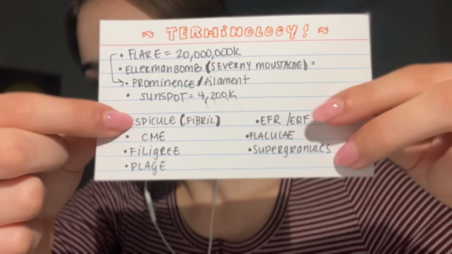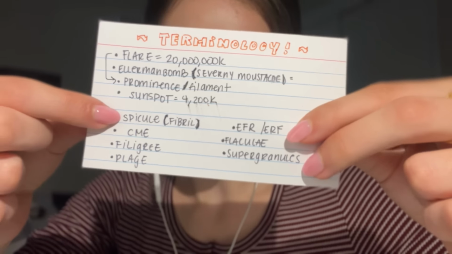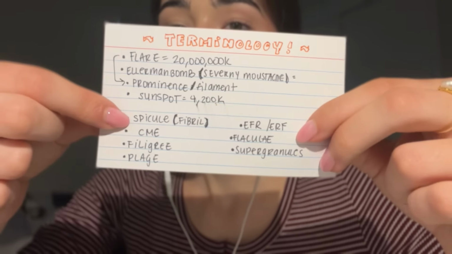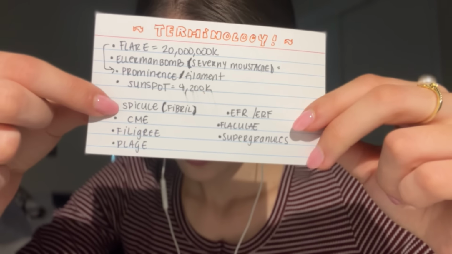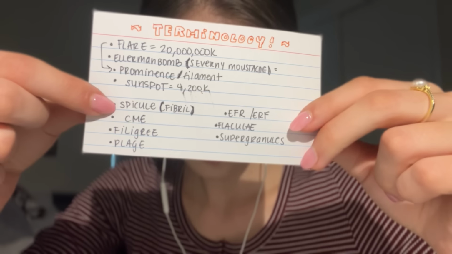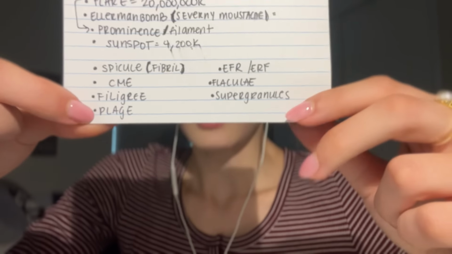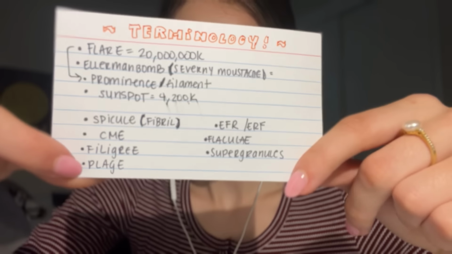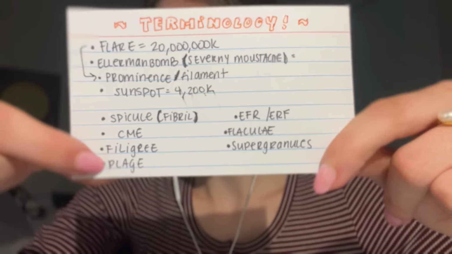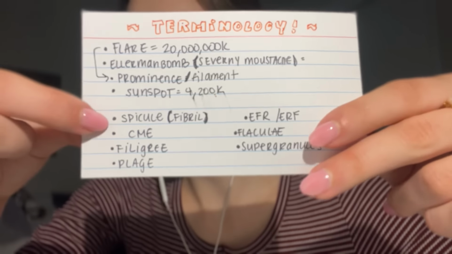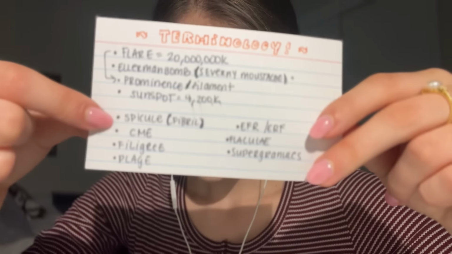So we can start with an ERF. An ERF is an extreme UV brightening, basically. And then we can do plages. So a plage is a bright chromospheric region that's over sunspots. And then a spicule, which is also called a fibril. I think it's a fibril.